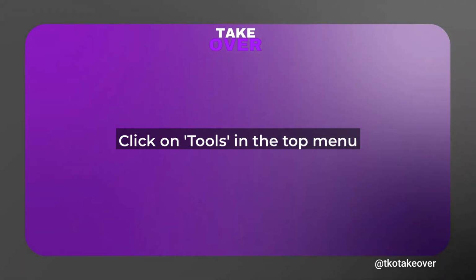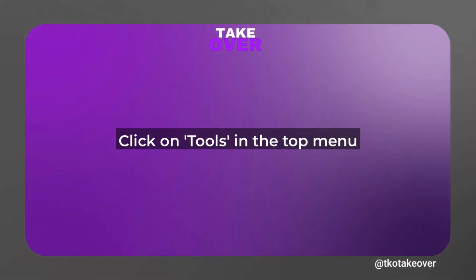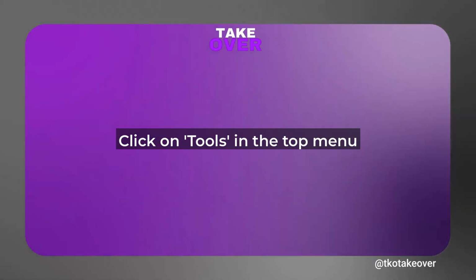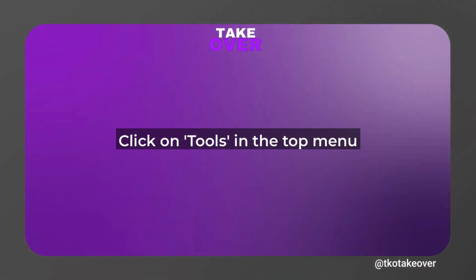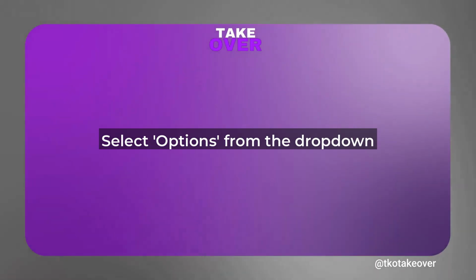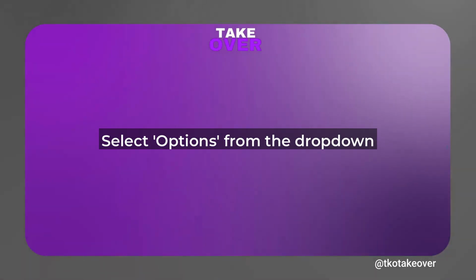Let's dive right in. First, make sure MetaTrader 5 is installed and launched on your computer or mobile device. Once you're in the platform, head over to the top menu bar and click on Tools. From the drop-down, select Options. This is your gateway to all the customization settings.